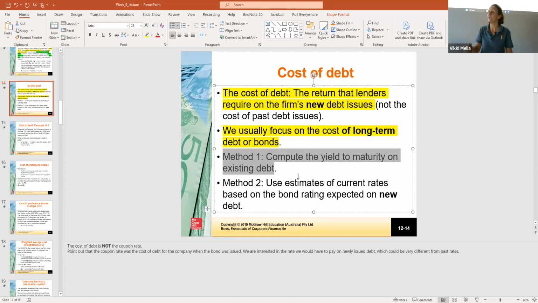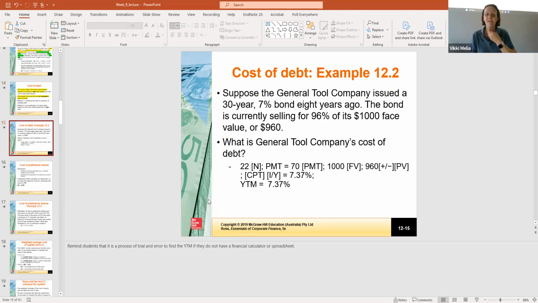Now, I'm not going to ask you to calculate the yield on debt. So if you need to calculate a cost of capital for a company, I'm not going to get you to calculate the yield on debt because the easiest way to calculate the yield is using Excel or a financial calculator, and I don't expect you to do that.